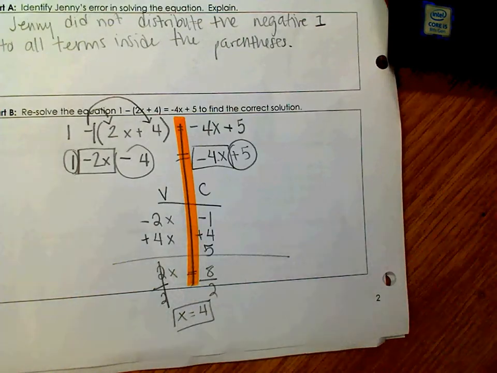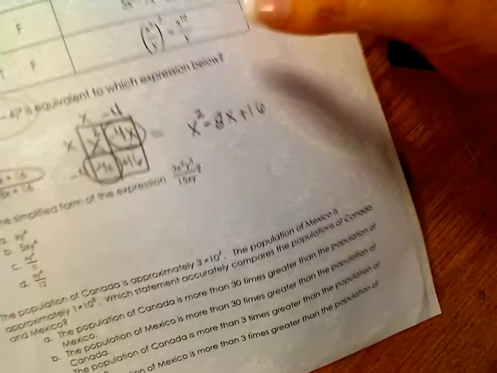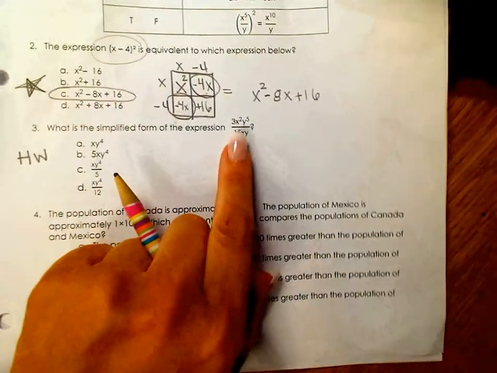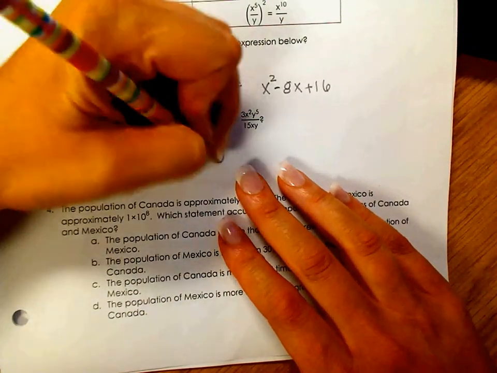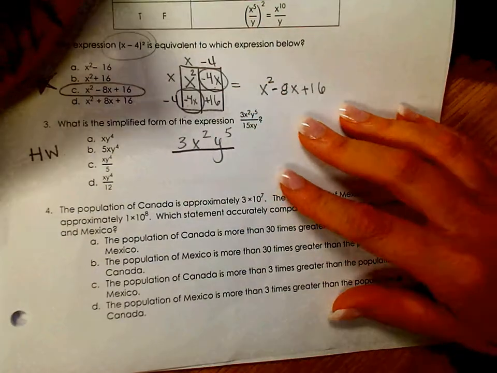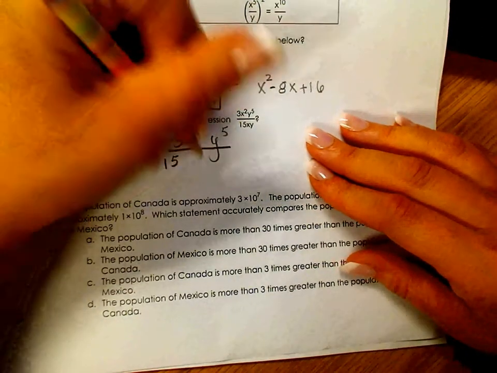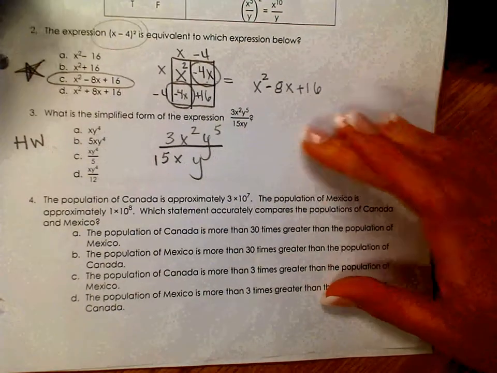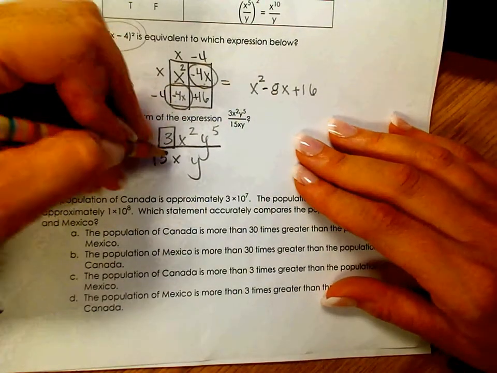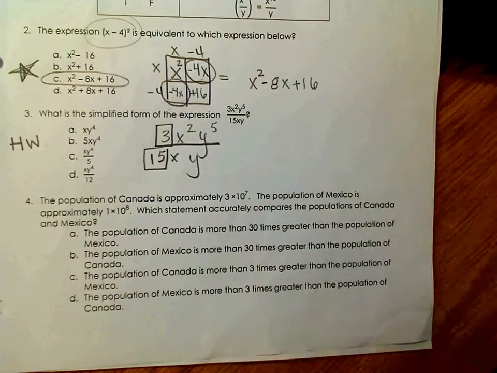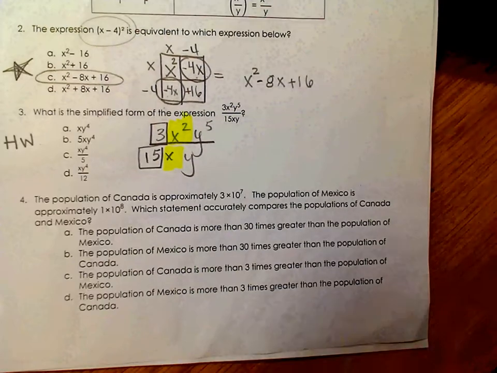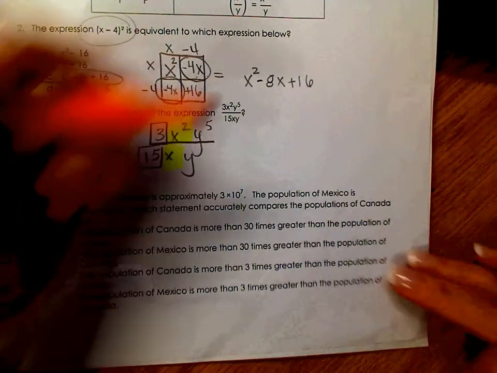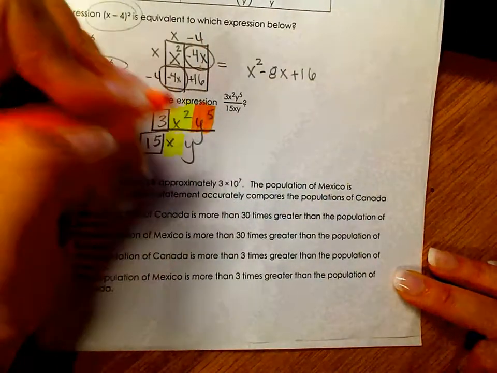Okay. So there's one other one that I wanted to do with you over your homework, or the review. What is the simplified form of the expression 3x squared y to the 5th power divided by 15 x to the 1st power, y to the 1st power? Let's break out our highlighters like we used to. So here's x to the 2nd power and x to the 1st power. And y to the 5th power and y to the 1st power.